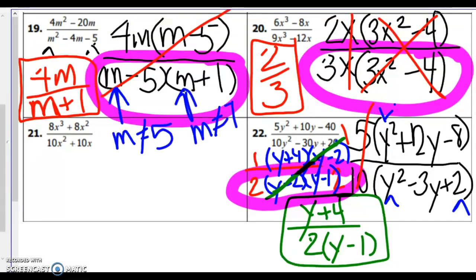All right, for number 19, m can't be 5 from that first part, because 5 minus 5 would give you 0. And m can't be, that says negative 1, because negative 1 plus 1 would give you 0. Now, for number 20, right here, x can't be, this one sometimes is hard. 3x equals 0. Just set that equal to 0, so x can't be 0 on that one.